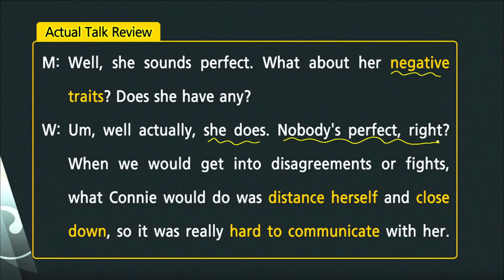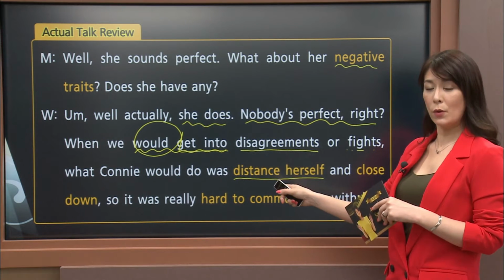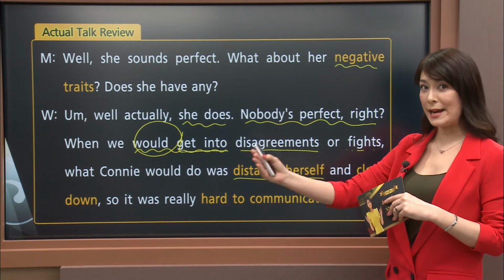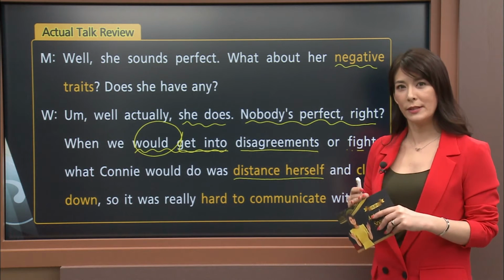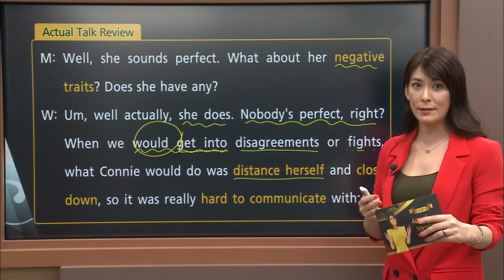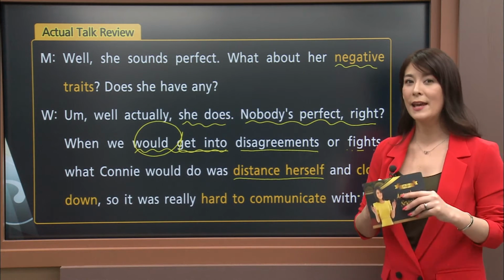And then she says, when we would get into, she's talking about things that happened in the past. When we would get into, meaning when we fought in the past, disagreements or fights, what Connie would do was distance herself and close down, okay? So here we have distance oneself. Let's take a look at it first. Distance means, of course, to keep something or someone away, right? So if you say that somebody distances himself or herself, it means that this person avoids becoming too close with someone or too emotionally involved with. They're keeping a distance between themselves and other people.